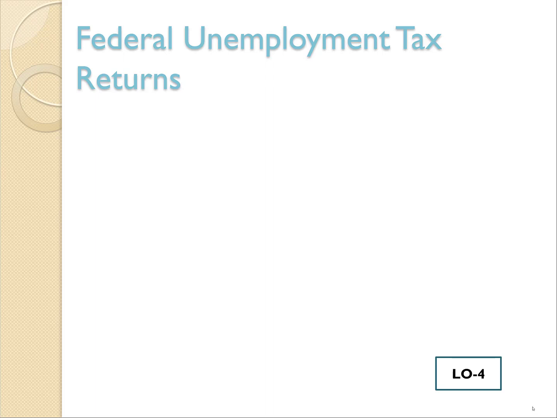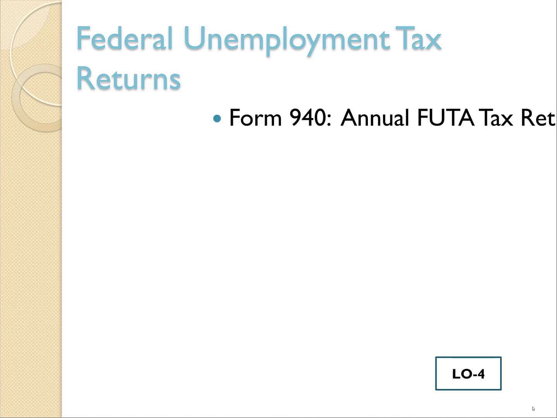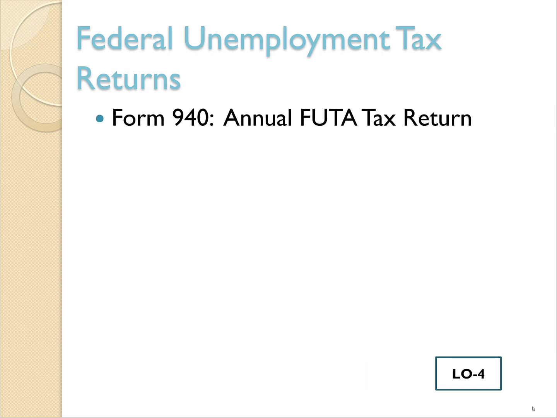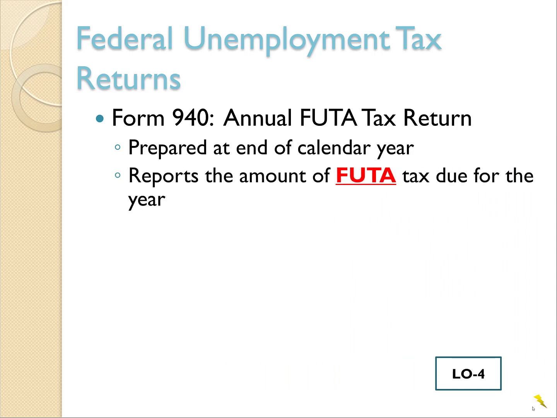Now we're going to talk about federal unemployment tax returns. The form to calculate your annual FUTA tax is called a Form 940, Annual FUTA Tax Return. Because it says annual, that just means we're going to do this form once a year, and it's prepared at the end of the calendar year. It's going to report the amounts of FUTA tax that you need to pay for the year.